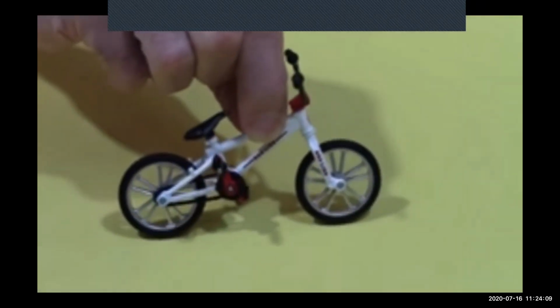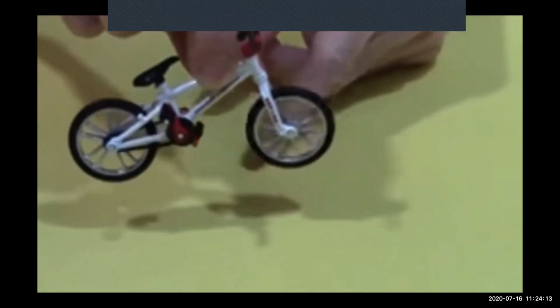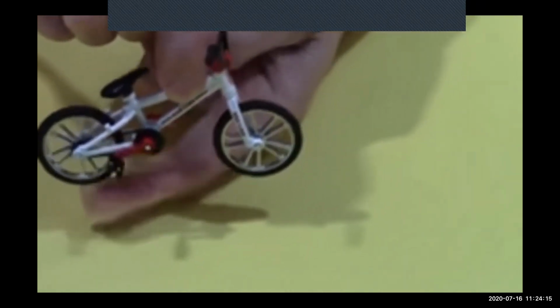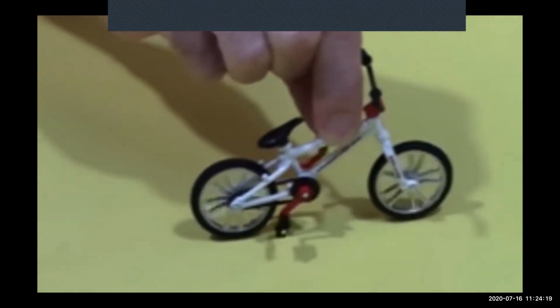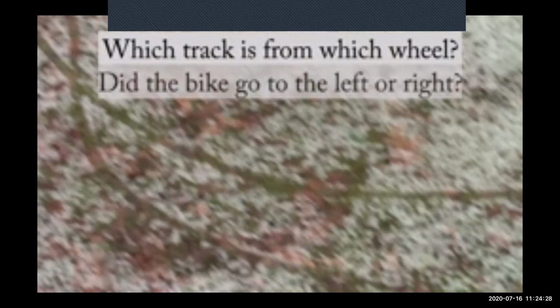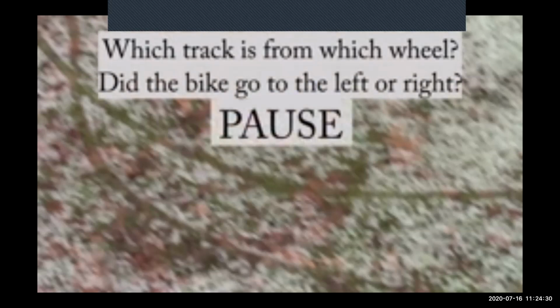Okay, we're back. Before I tell you the answer, let's ask a more basic question. Which track is from the front wheel and which is from the back wheel? And I think some of you didn't actually pause the video for my first question, so I'm going to give you another chance. I want you to pause now, look at the tracks, and answer two questions. Which track came from which wheel, and did the bike go to the left or right?